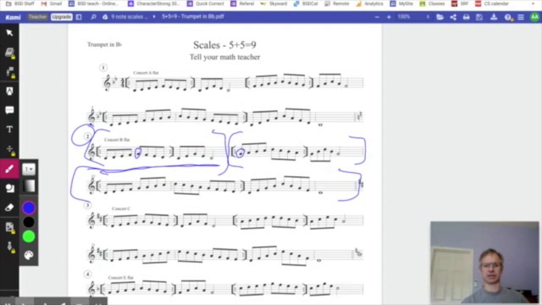So if I played the entire exercise number 2 here, it includes the 5-note scale that starts in concert B flat, the 5-note scale that starts in concert F, and then here's the full concert B flat 9-note scale with an extended arpeggio, and it sounds like this.